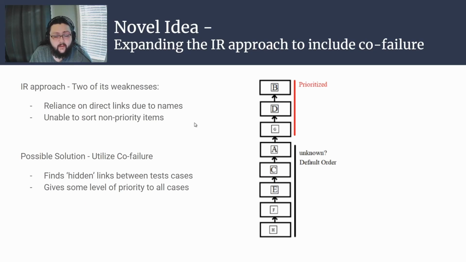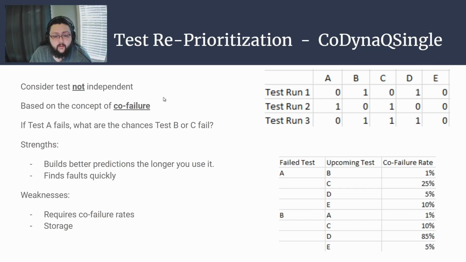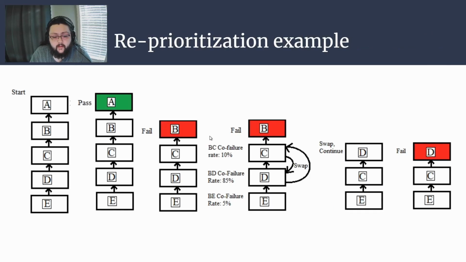I believe the solution to that is to utilize the co-failure method that we found before. As a reminder, this was our co-failure discussion. It was used in CoDynaQ for test reprioritization. That was where if one test fails, what are the odds that another test fails? And then you keep a log of all those tests and derive some connections. So for example here, when we had test B fail, we immediately swapped test D to come next since it was extremely likely to fail as well.